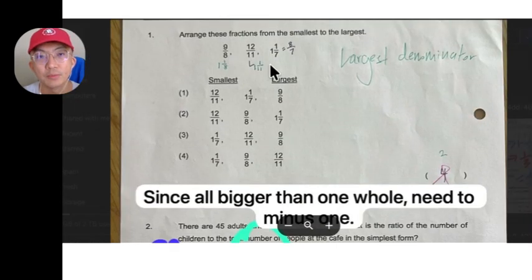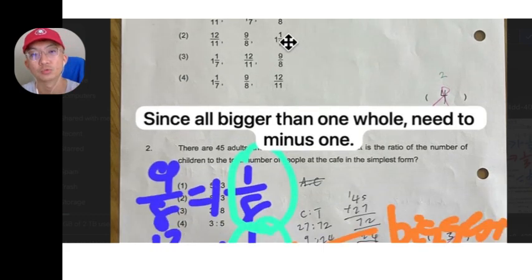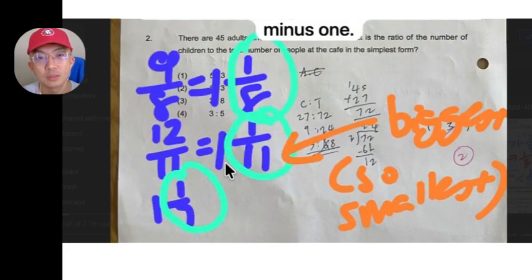Do you remember just now we went through the three fractions that are more than one? It's the same process, just change it to a mixed number, and you can see that one whole is the same, and then the proper fraction has the same numerator, and you just need to compare the denominator.